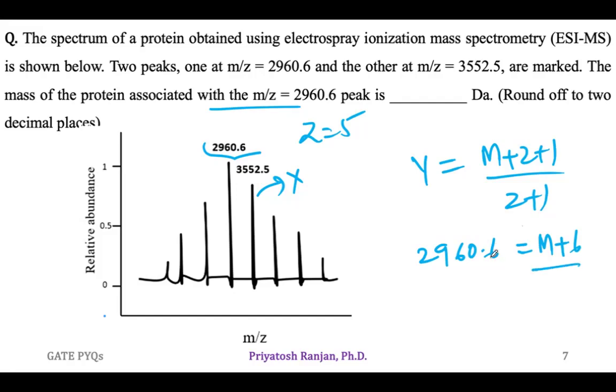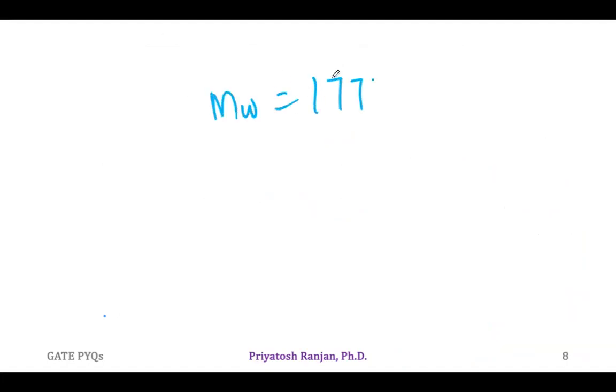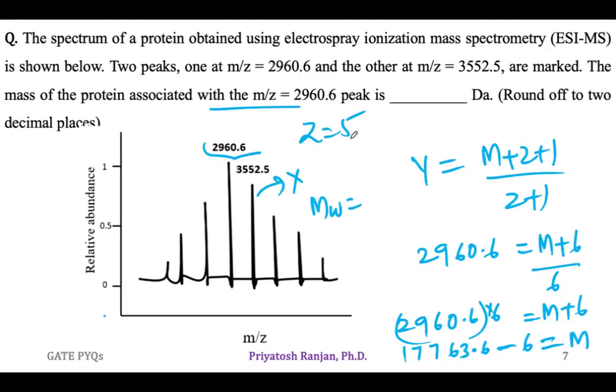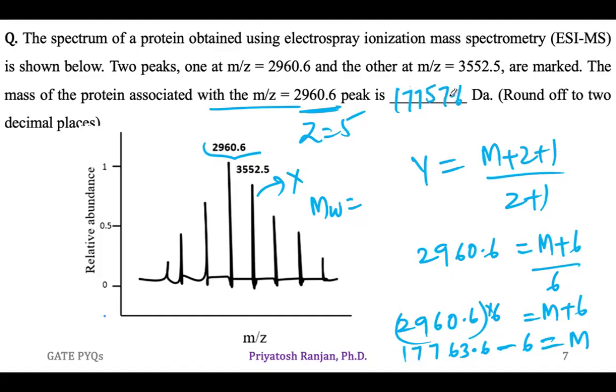So this will give us 6 divided by 6. So 2960.6 into 6 equal to m plus 6. And the value is going to be 17763.6 minus, if this 6 will go this end, it will become minus 6 equal to m. So the final value of molecular weight is going to be 17757.6, and that's what it has been asked. The mass of the protein associated with the m by z 2960.6 peak is in what Dalton? It's going to be 17757.6, and I need to round off to 2 decimal places. So this is going to be the final answer.